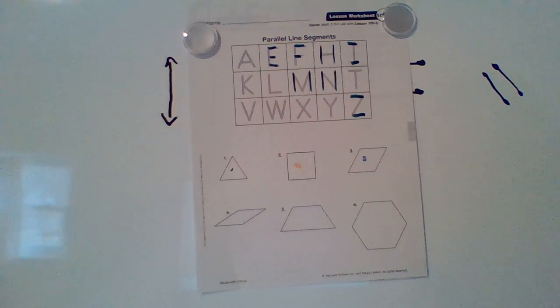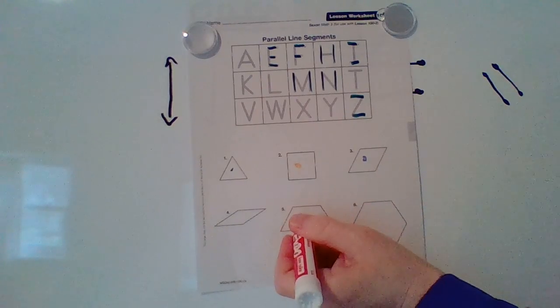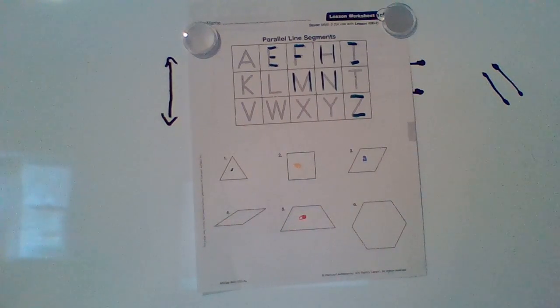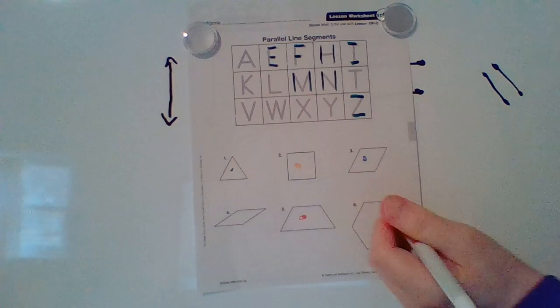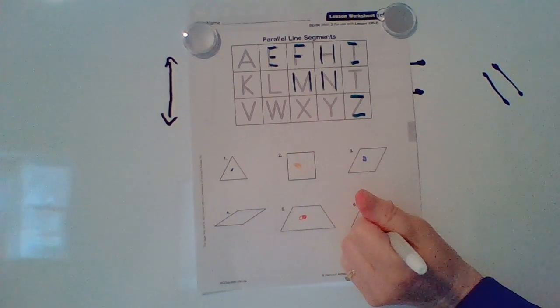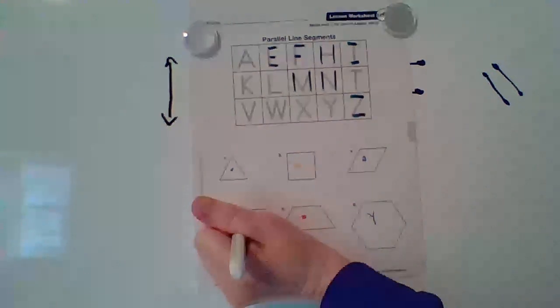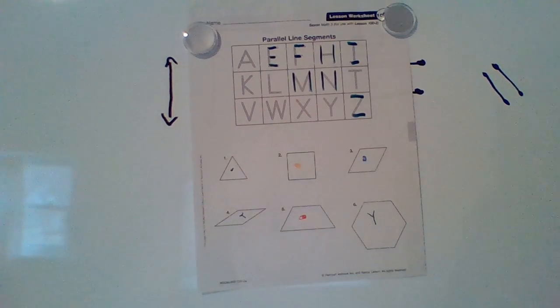I do not have one. Number 4, that should be tan. And then this should be red. And I also do not have one for the hexagons. So since I don't have yellow available, I'm going to put a Y for yellow. I'm going to put a T for tan. So you can do the same thing.